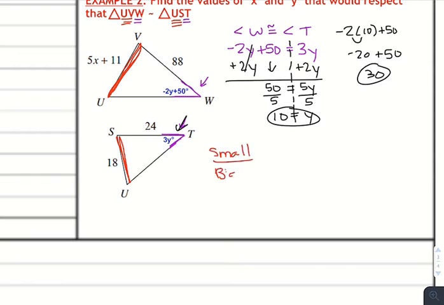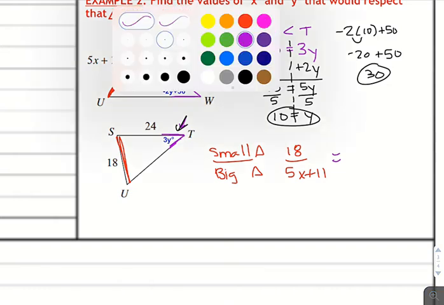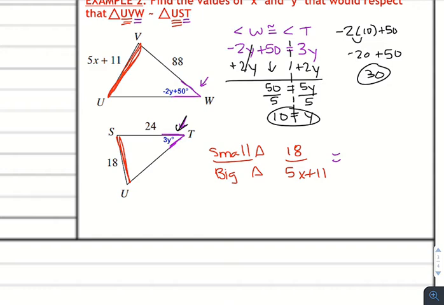And so of the corresponding pieces, the small side is 18, the big one is 5x plus 11. Now the problem here is we don't have enough information to solve yet. We don't, because we only have a ratio 18 over 5x plus 11, and you can't solve that unless you put that into some kind of equation. But luckily, everything in a similar set of triangles follows the same k-factor. So what we could do is use some of the other numbers involved, namely this one right here, VW.